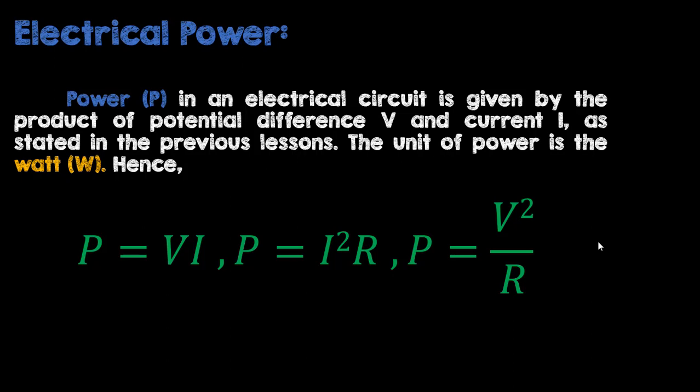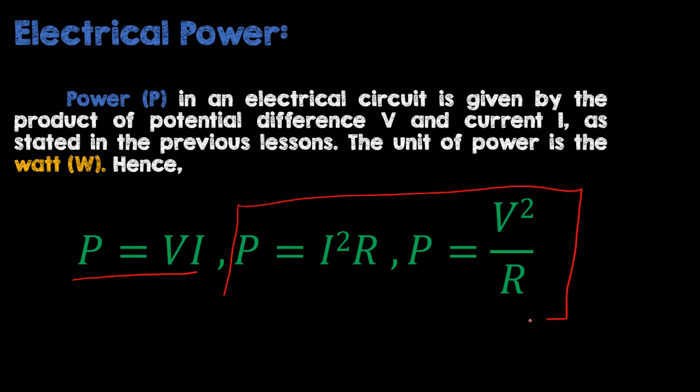So, pakitandaan itong mga formulas na to. The most commonly used formula for power is this one, the P is equals to VI. And these two are derived from Ohm's law. So, hindi ko na di-discuss yung derivation, but doon siya nakuha sa Ohm's law. So, P is equals to I squared R and P is equals to V squared over R. So, kung mapapansin natin, the unit for power is watt.